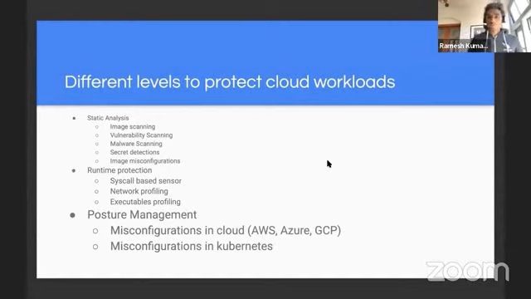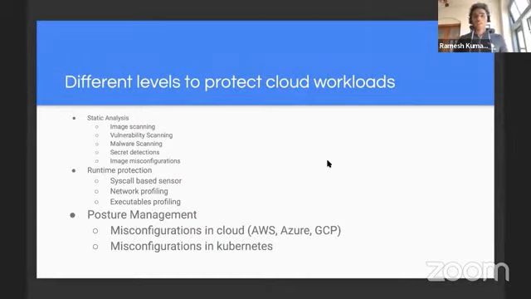Posture management is also very important. Let's say you have an EC2 machine in your cloud, and you have left all the firewall rules blank, and you have left ports open and so on. Those are misconfigurations. You should avoid that.